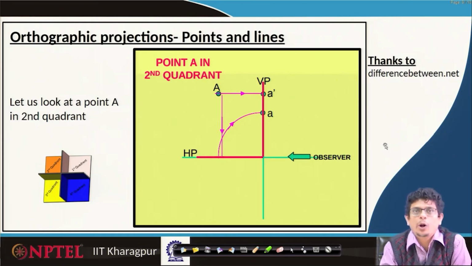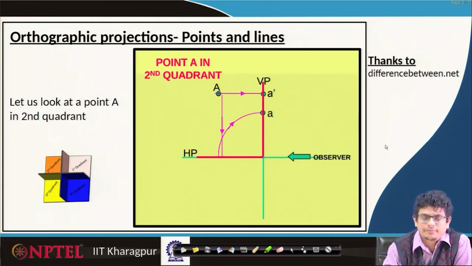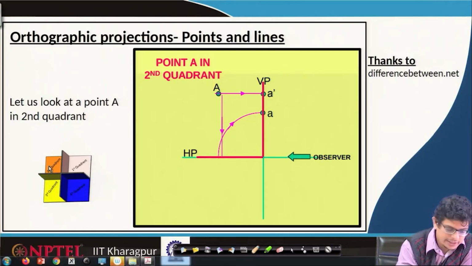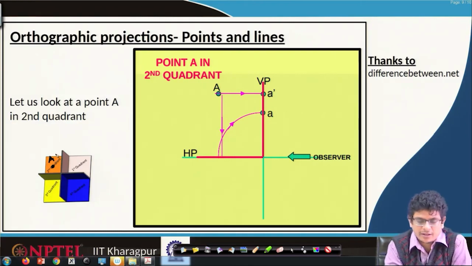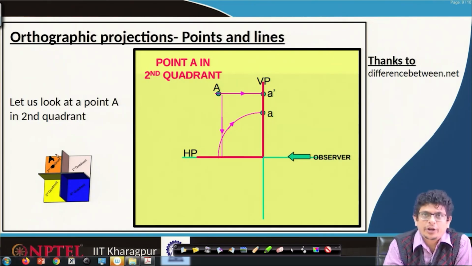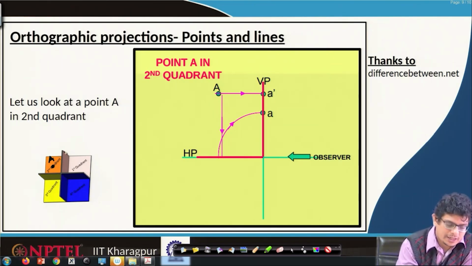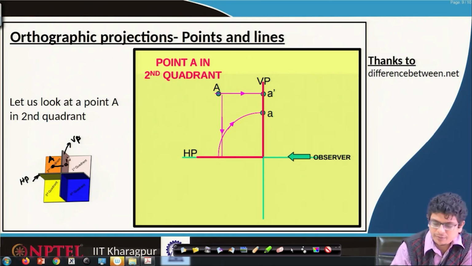Let us look at a point in the second quadrant, that means the point is somewhere here, A. First thing, we have to project this point onto the vertical plane. The vertical plane is this one. This is the horizontal plane. Project point A onto the vertical plane, and whatever impression that creates, that is A prime.